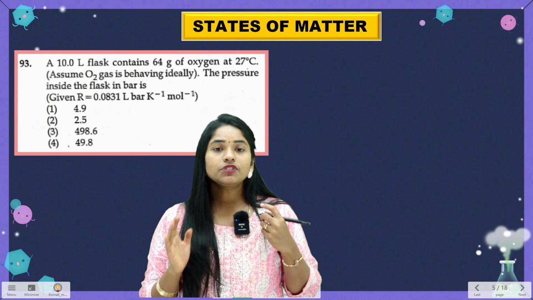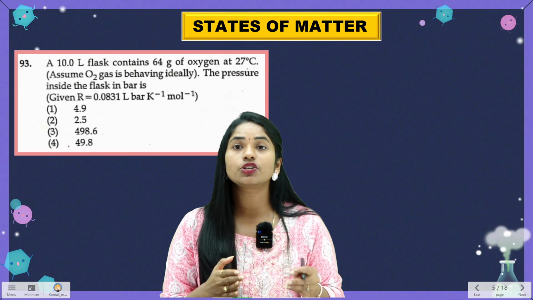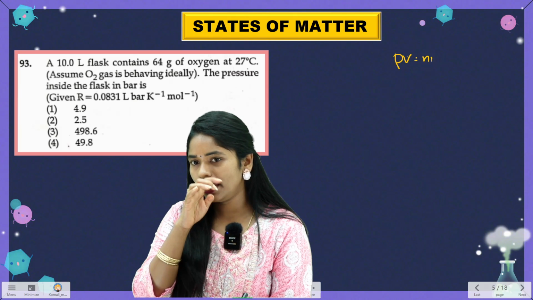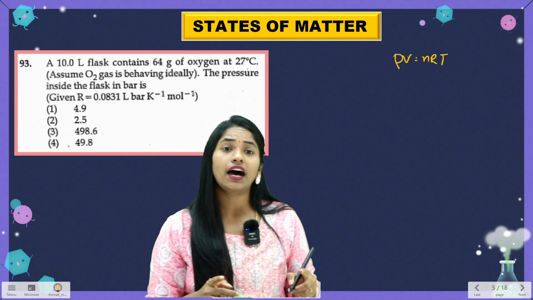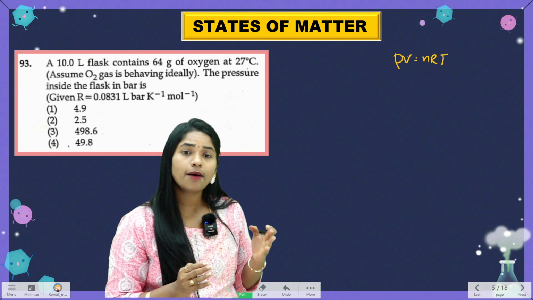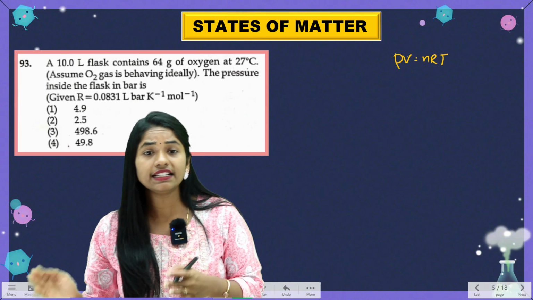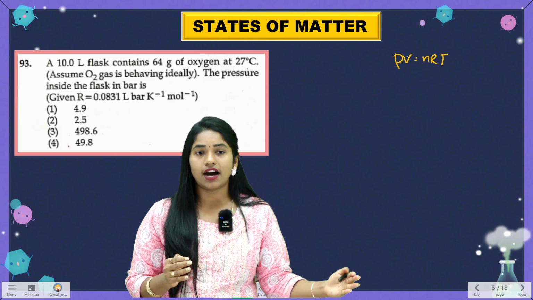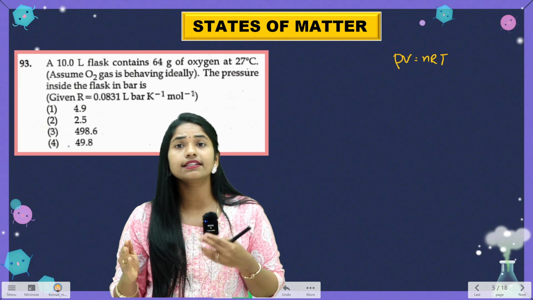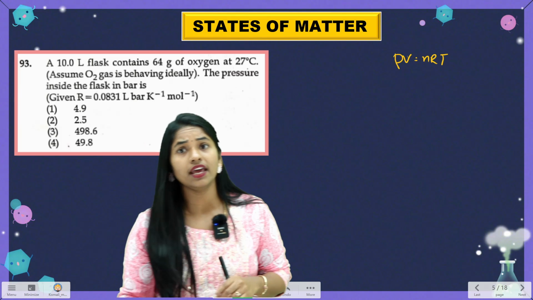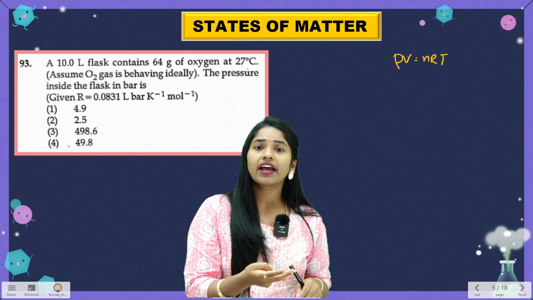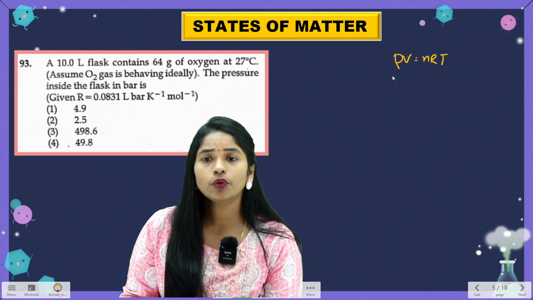Now from states of matter, this is a question which relates to the ideal gas equation. PV is equal to nRT is the formula we have to use. See the question, they have given that a 10 liter flask contains 64 gram of oxygen at 27 degrees Celsius. The pressure inside the flask is what they were asking. We have to assume it as an ideal gas. So the ideal gas equation is PV is equal to nRT. Now pressure is what they are asking, volume is given, number of moles we can find, and temperature is given. Can you find it out now?